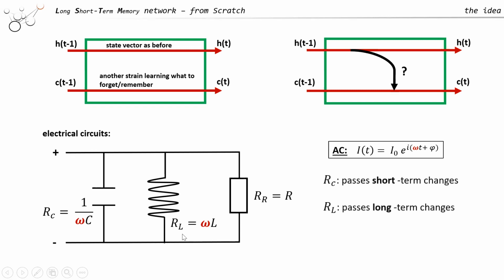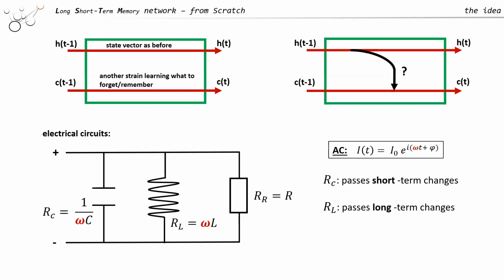So you have two passages or two gates. The one with the capacitor passes short-term changes, and the one gate with the coil passes long-term changes. Now let's imagine that those constant values C and L, which are just values you can calculate, weren't constant and were learnables. Then you can actually train the circuit when to pass what. And that's the idea of the LSTM.